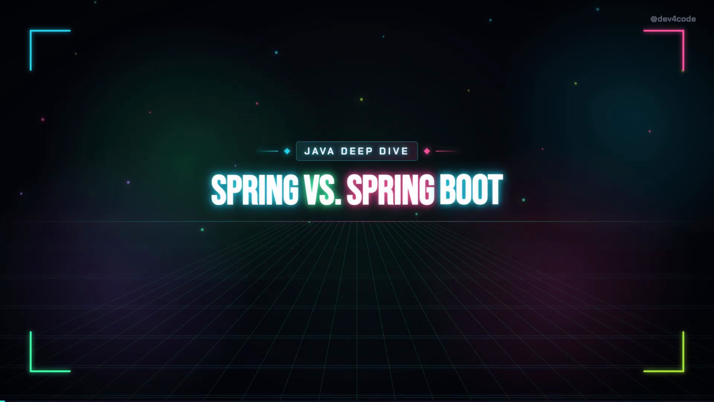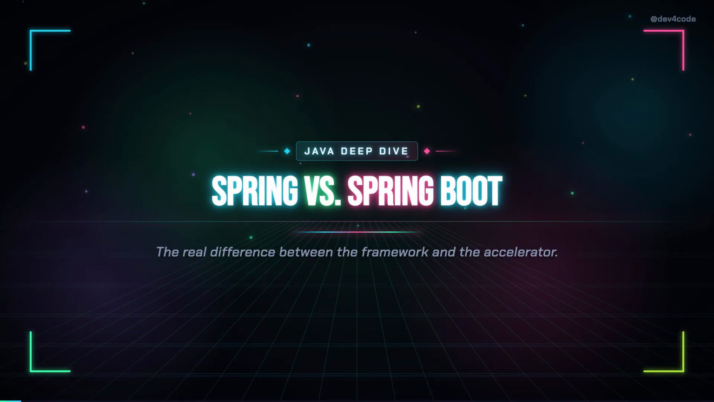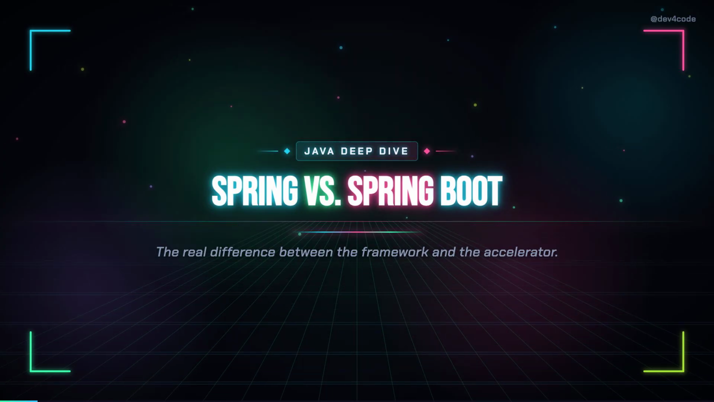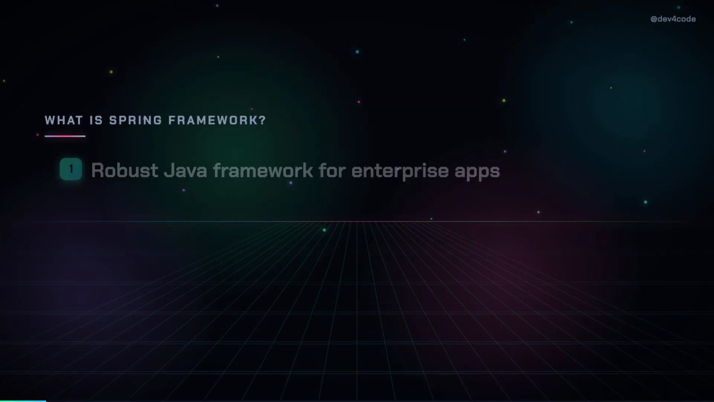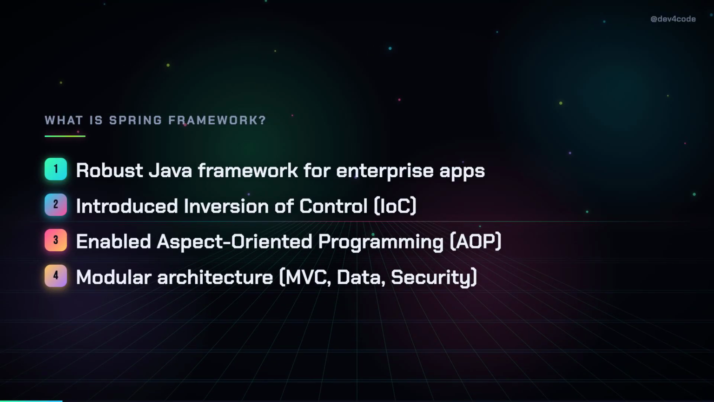Spring and Spring Boot. You've heard both terms, often used interchangeably. But what's the actual difference? And why does one make Java development so much easier than the other? Let's break it down. At its core, Spring is a powerful, comprehensive framework for building enterprise Java applications.